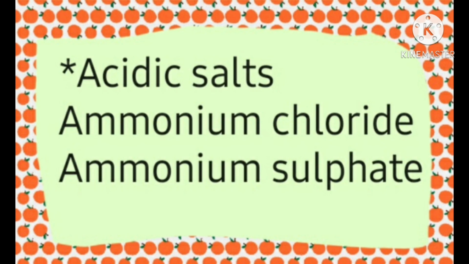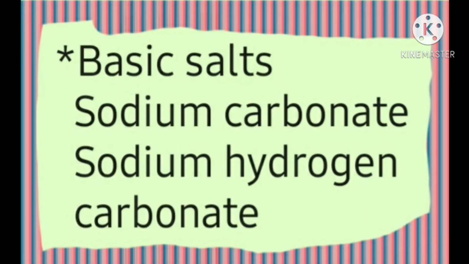Those salts which form an acidic solution on dissolving in water are called acidic salts. For example, ammonium chloride and ammonium sulphate. The solution of an acidic salt in water turns blue litmus to red. Those salts which form basic solutions on dissolving in water are called basic salts. For example, sodium carbonate and sodium hydrogen carbonate. The solutions of basic salts in water turn red litmus to blue. Okay, is it clear?